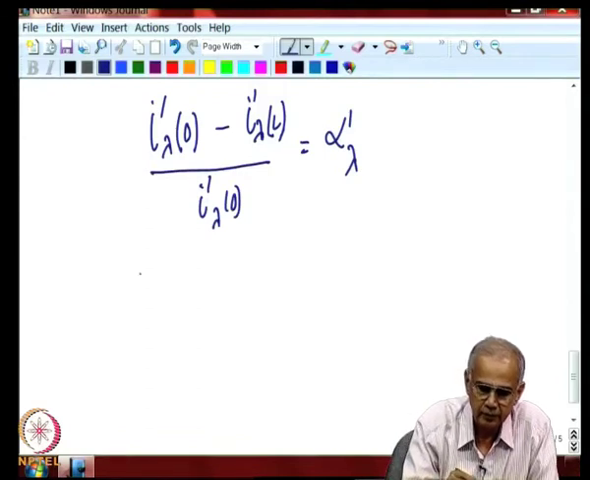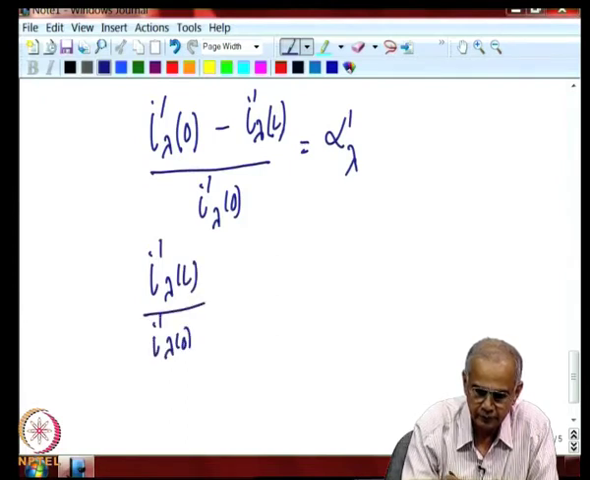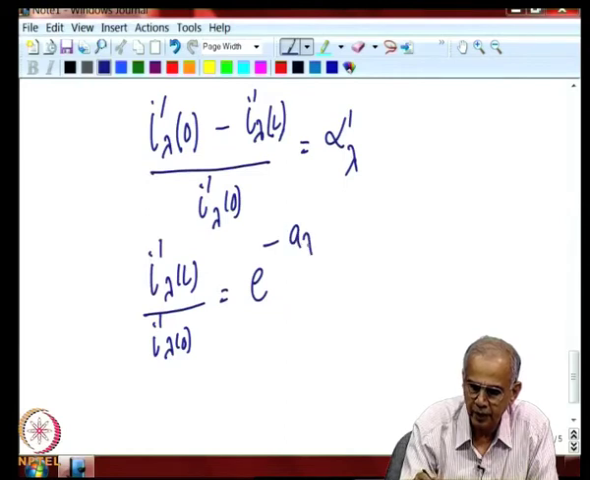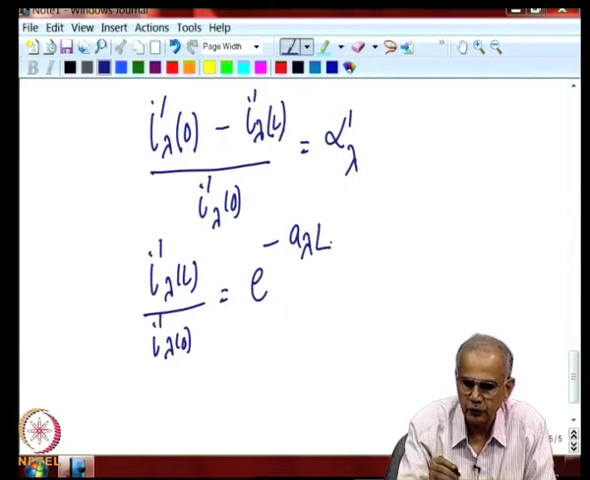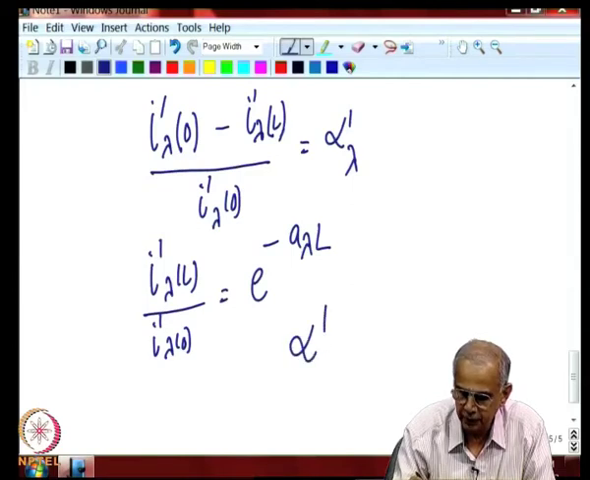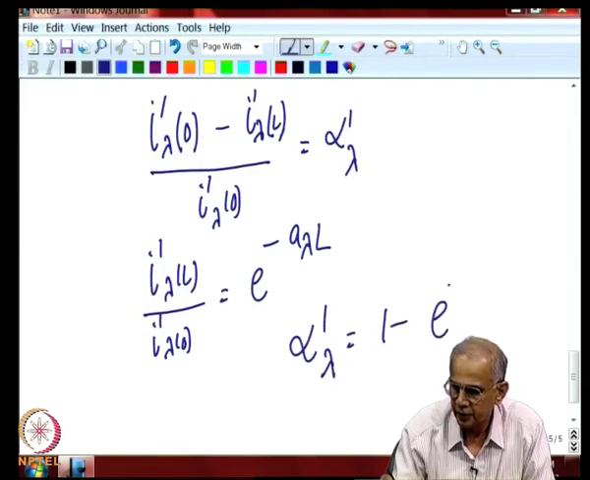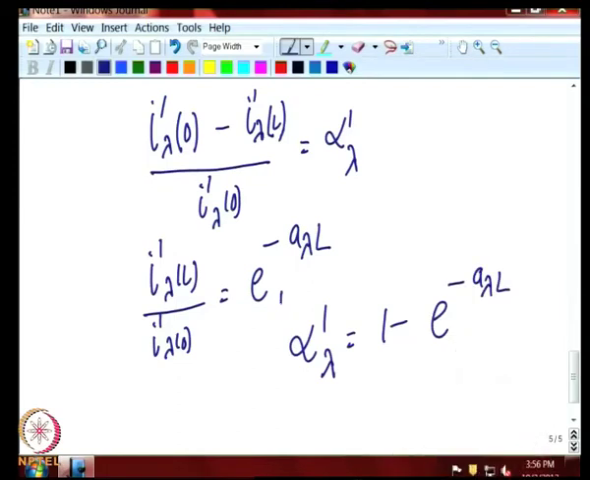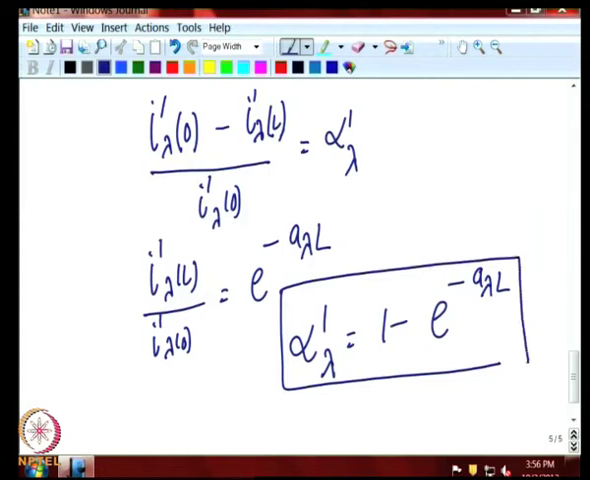And from our earlier solution of the equation, we know this quantity is e to the power minus a lambda L, if a lambda is a constant along that length. So, with this we can see that the directional spectral absorptivity of a gas is 1 minus e to the power of minus a lambda L. A very important result to understand, connect what we learned for solids and liquids to gases. And you can see clearly that in the thick limit, the directional spectral absorptivity approaches 1.